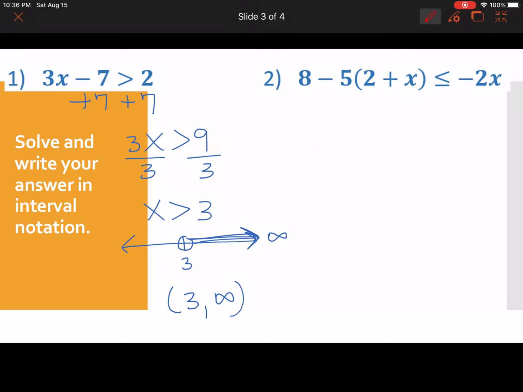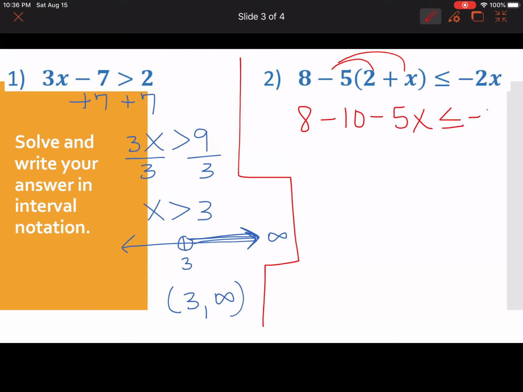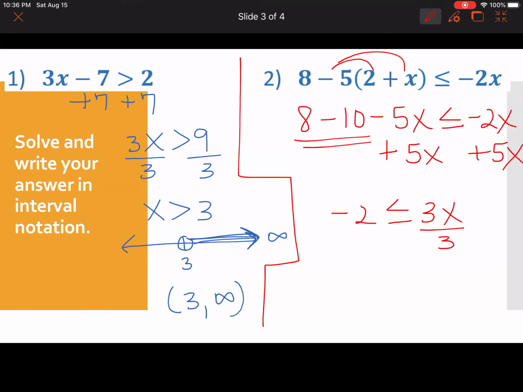Number 2 is a little bit more complicated. We're going to distribute the -5. Then I'm going to add the 5x, and combine my like terms. Divide by 3. And I get -2/3 is less than or equal to x.